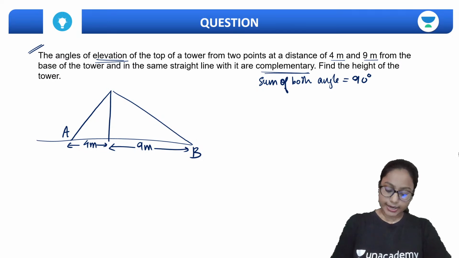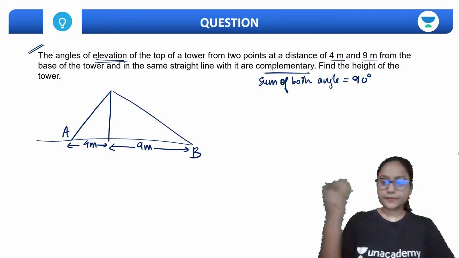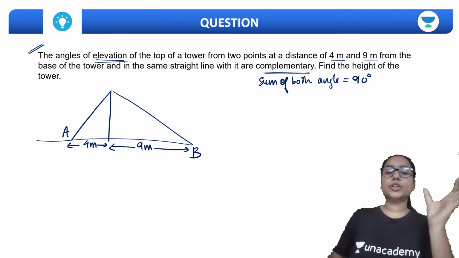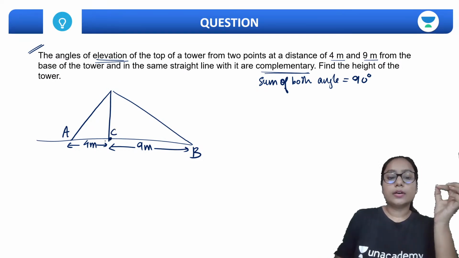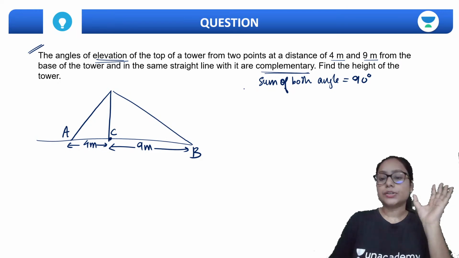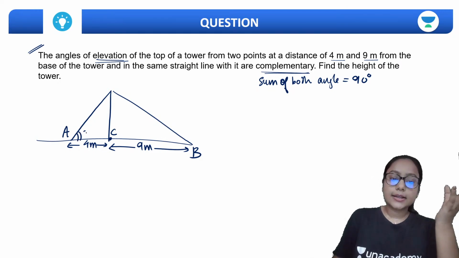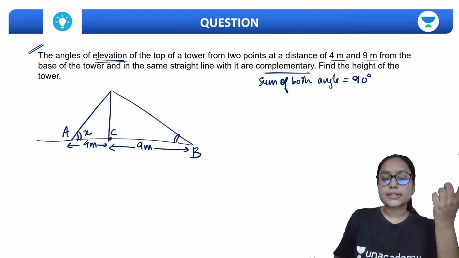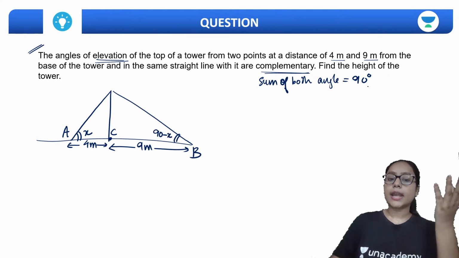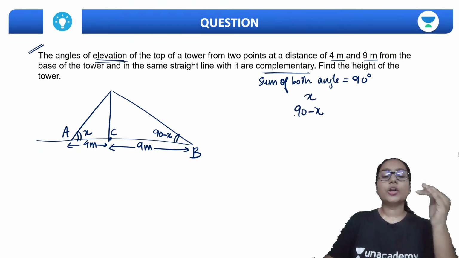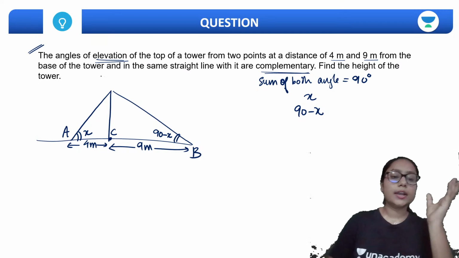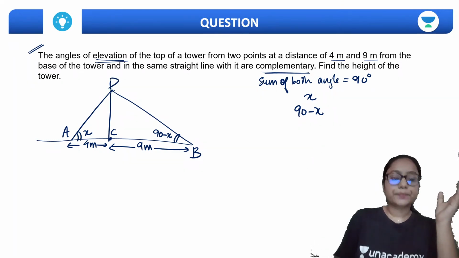Let's see if it is 6 meters. So you have AB. Let us take this point as C. Now, these angles are complementary. So if I take this angle as x, what is the measure of this angle? It will be 90 minus x. One angle is x, so the other will be 90 minus x because their sum is 90 degrees. Let us take this point as D.